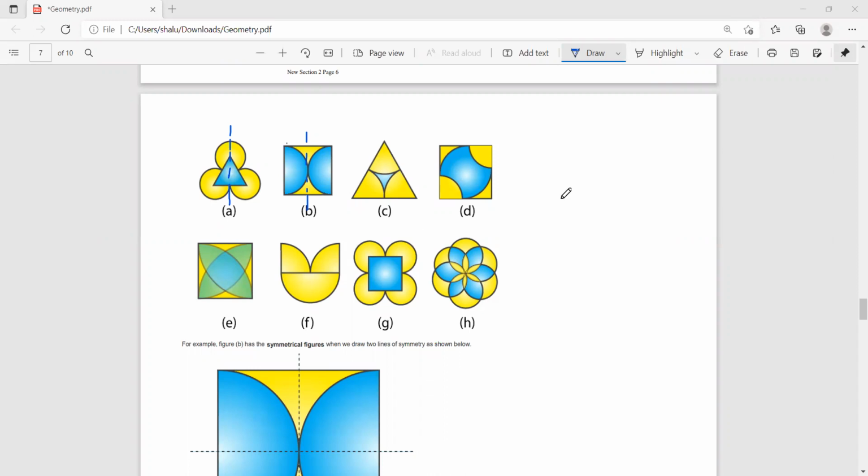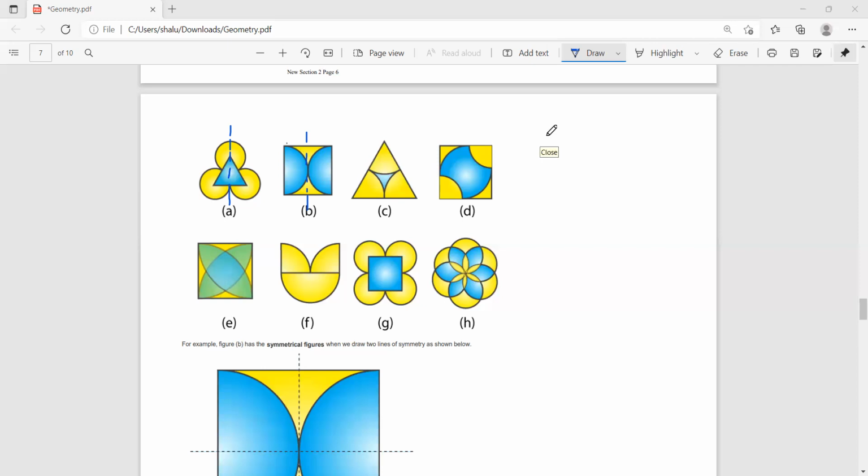So Manan, did you do the C part? Can you tell me how many lines of symmetry we have? Manan, am I audible to you guys? Hello, Manan, Husna, Sahil. Hello.